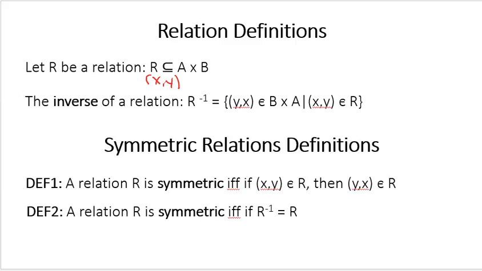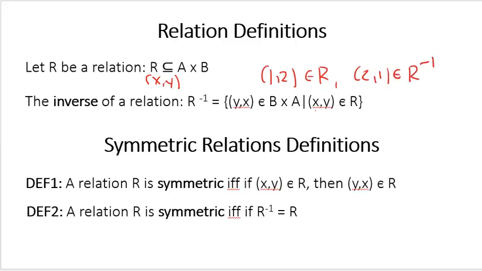The inverse of a relation R is R inverse. R inverse is a set of all y, x's in B cross A, where x, y is in the relation. So, as we said in the last video, if 1, 2 is in the relation, then we know that 2, 1 is in the inverse of the relation.